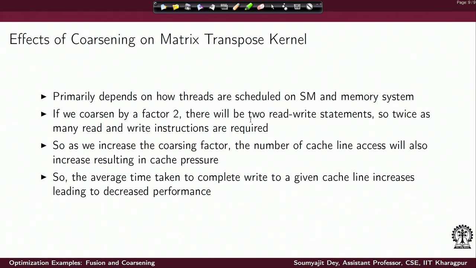Twice as many, of course, because I am increasing the per thread activity by 2, and as we increase the coarsening factor, the number of cache line accesses will increase, right, because now each thread will access more. That would effectively increase the cache pressure, and the average time taken to complete the write to the cache line increases, as we have discussed. Since the time taken to complete the write increases, it also increases the overall latency, and it decreases the performance. As we have seen from the picture, for the reduction kernel there was a decrease after 4, but for transpose, doing any kind of coarsening is going to be difficult, especially for this transpose kernel where we have a column wise write and row wise reads, right.